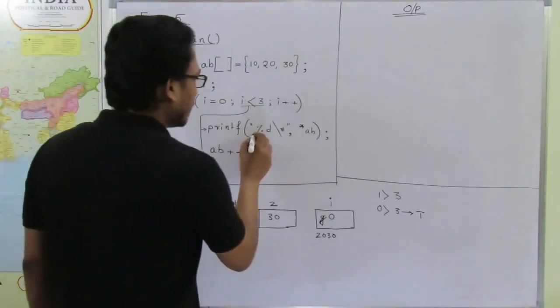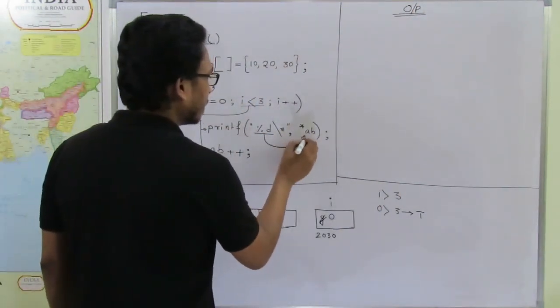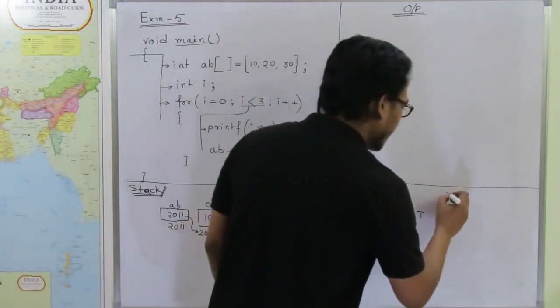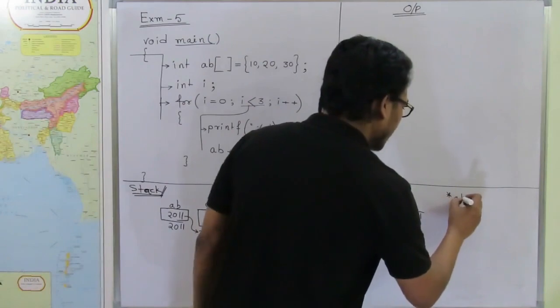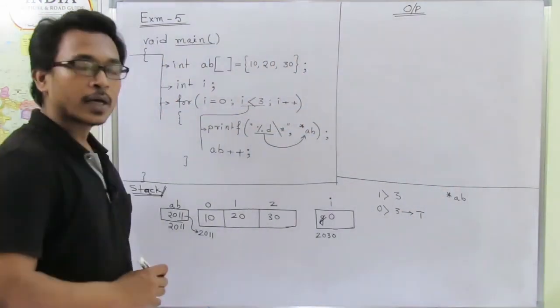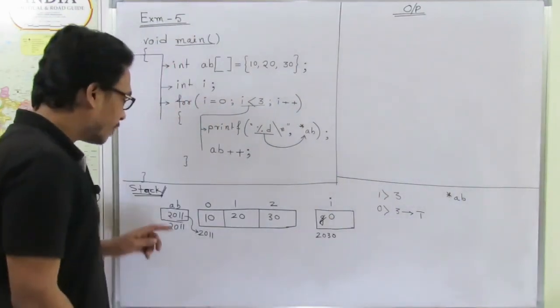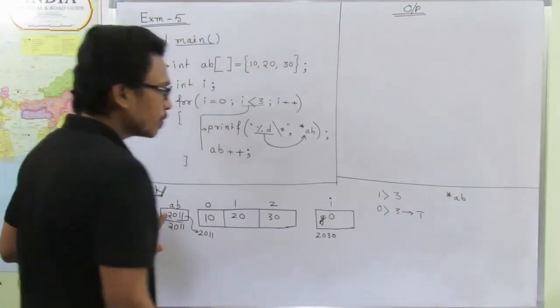Now %d, then the identifier here is asterisk AB. So here it encounters *AB. Now what does it mean? This means the content of AB. What is the content of AB? The content of AB is 2011.